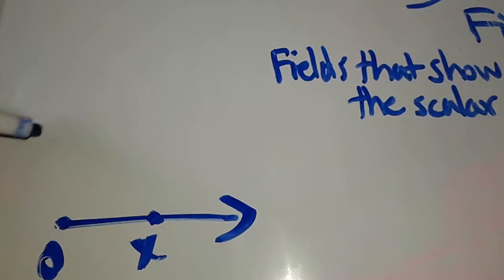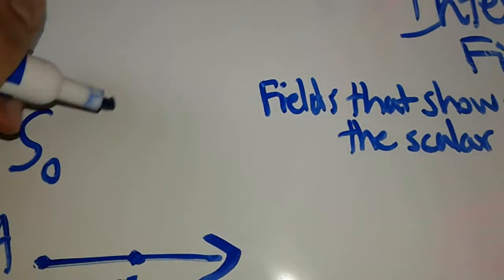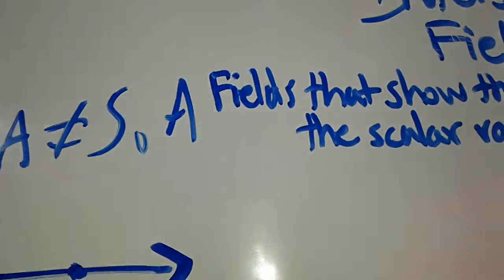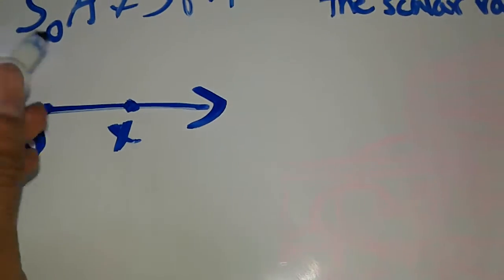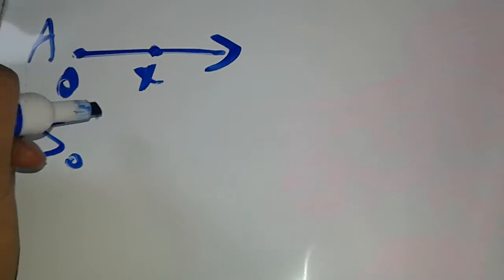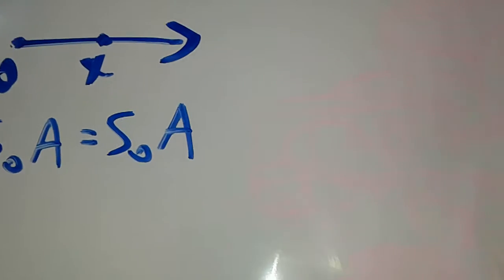So when we can do this, this is ray A, and we know that the scalar value of 0 of A is not equal to the scalar value of 0 of A. This kind of value is different. If they're the same, then they have to be the same point, in which this is true no matter what. The scalar value of 0 is equal to itself.